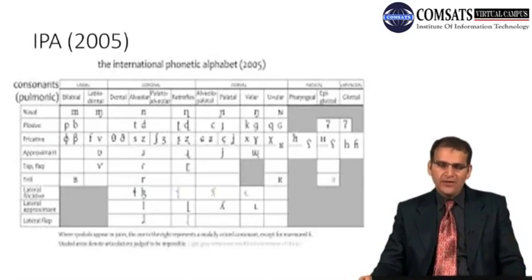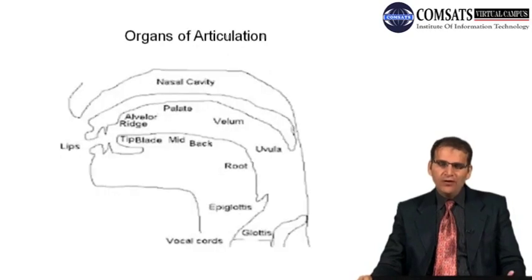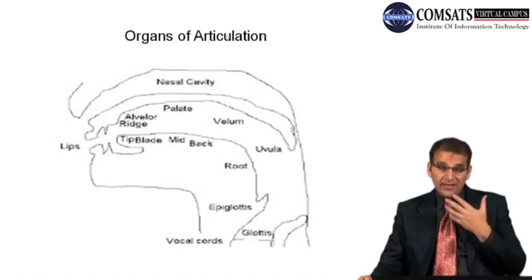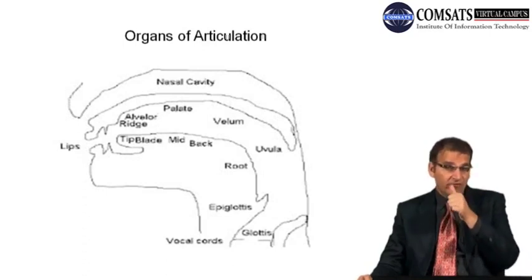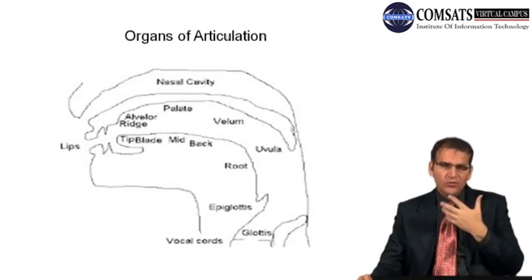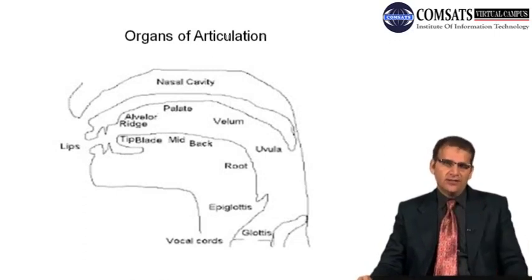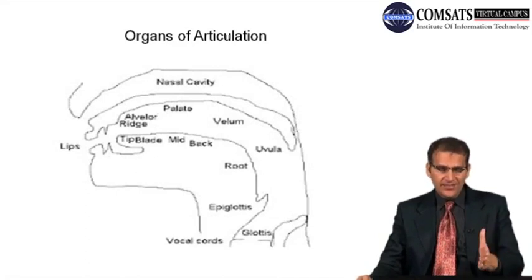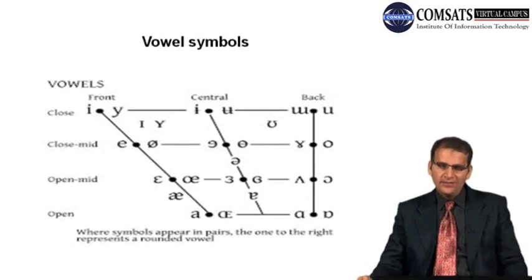Here, IPA 2005. Have a look at all those sounds, right? Then have a look at the organs of articulation. You have done this in your phonetics earlier. Lips are there, alveolar ridge is there, nasal cavity is there, palate is there, velum is there, right? Uvula is there, tip, tongue, of course the three parts of the tongue are there, root, middle part and the tip, epiglottis is there, vocal cords and glottis are there, right? So organs of articulation. Which orientation? 60s to 70s.